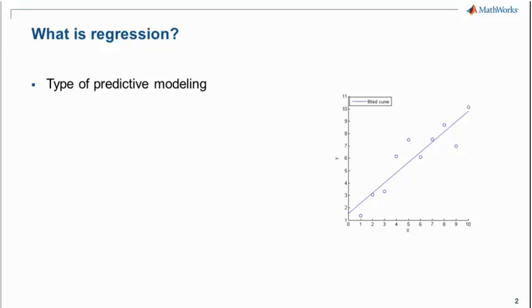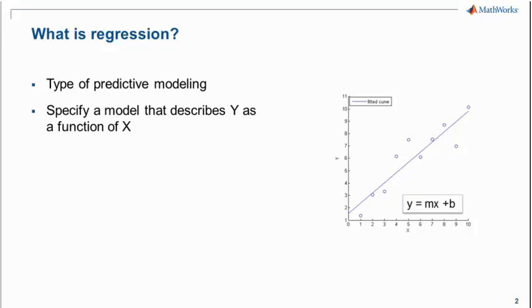Let's start with a very quick overview of regression analysis. Regression analysis is a type of predictive modeling. We want to model the dependent variable y as a function of one or more independent x variables. We start by specifying an equation that describes the relationship between our variables. This model could be as simple as a straight line, which can be described as y equals mx plus b.